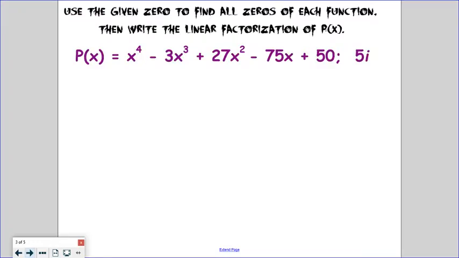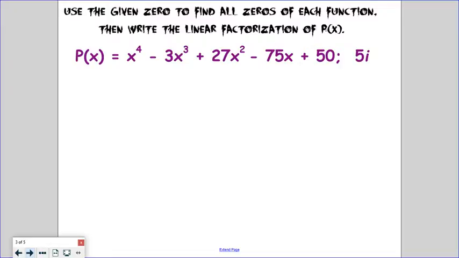And it is this. We have been given those directions before. It says use the given 0 to find all zeros of the function and write the linear factorization. They are telling us a 0 of the function. Now, the weird thing on this one is the 0 they are handing us is imaginary.